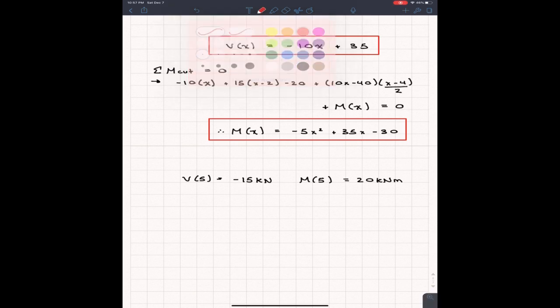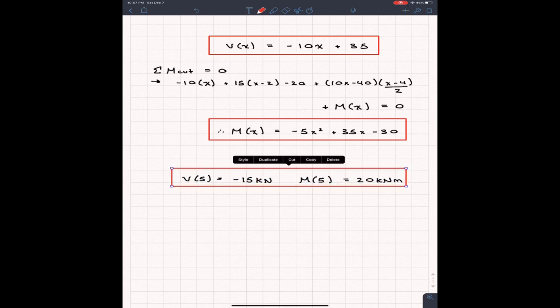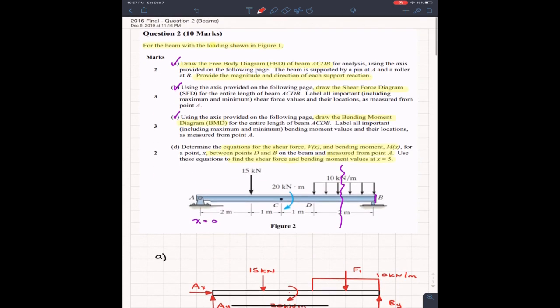So now we're done with the question. We can box this because this is our final answer, and we're good to go. My boxes are somewhat working today. So yeah, we finished the question, and this right here concludes question 2 of the final.